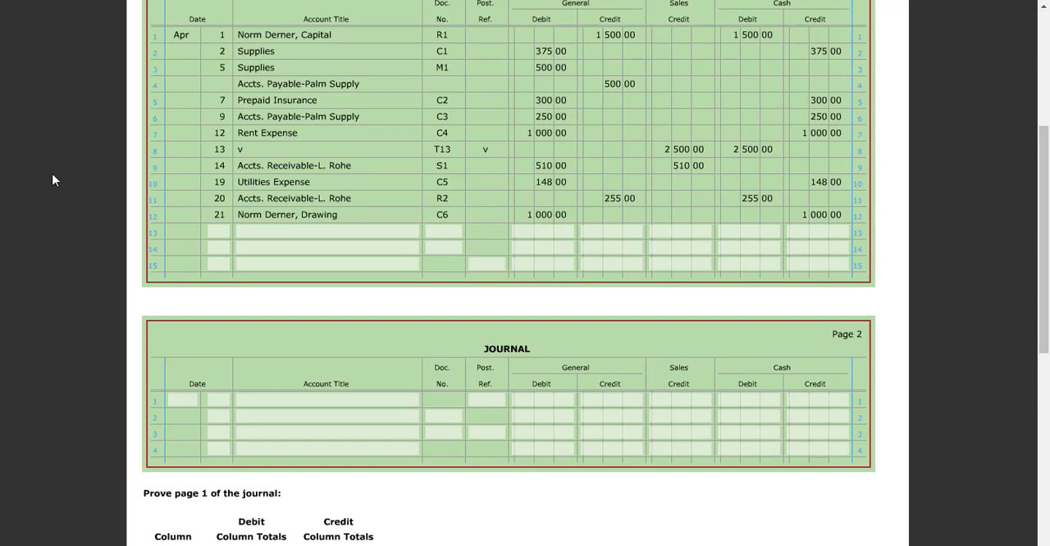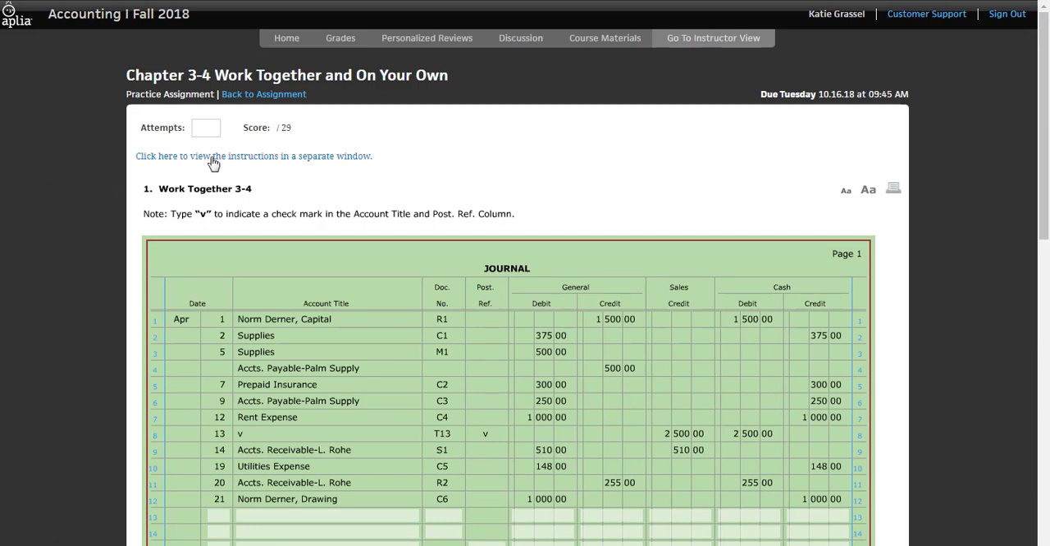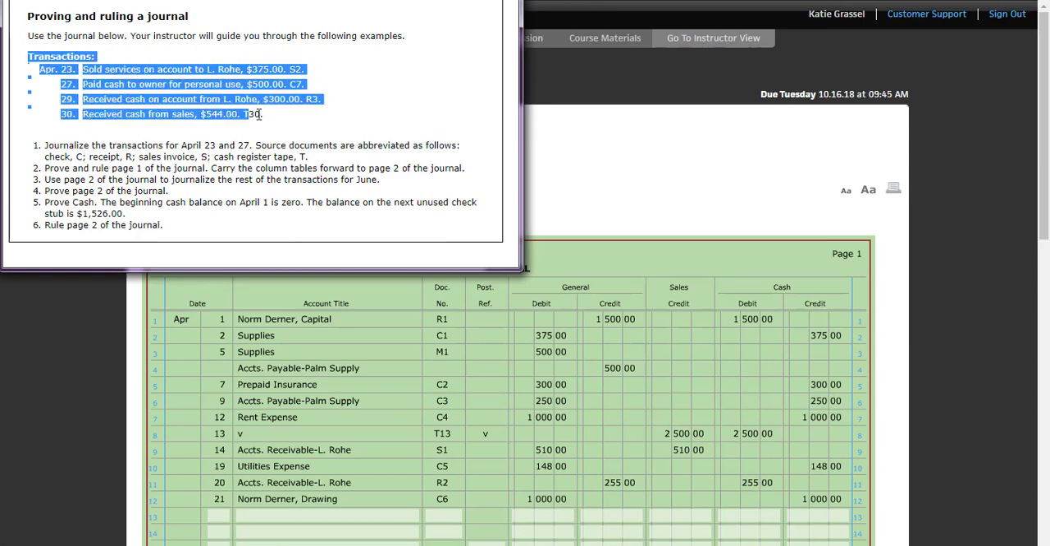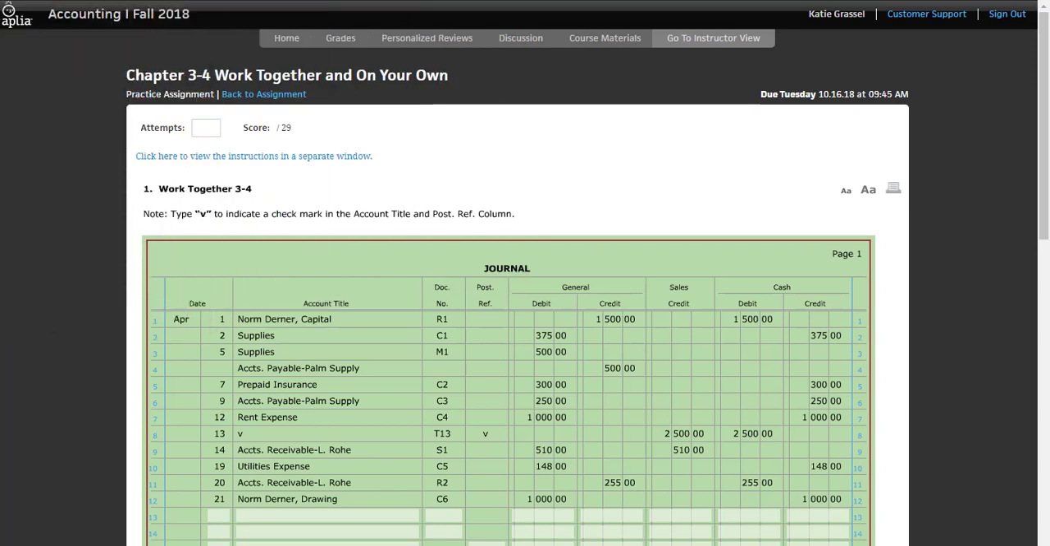So our directions read, for 3-4, use the journal below. Your instructor will guide you to the following examples. Now, I'm skipping over where it says transactions. I'm actually going to instruction number 1. Instruction 1 says, journalize a transaction for April 23rd and 27. Source documents are abbreviated as follows: C check, R receipt, S sales invoice, and T cash register tape. We have done all of these transactions before. We just got to get them on there.